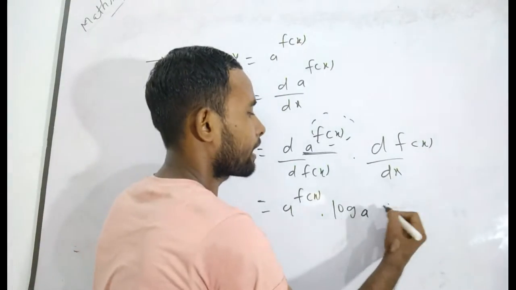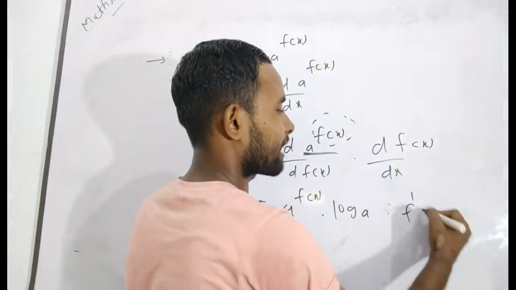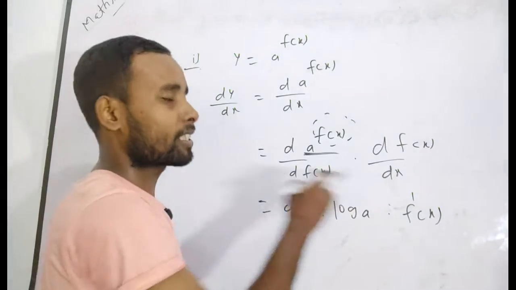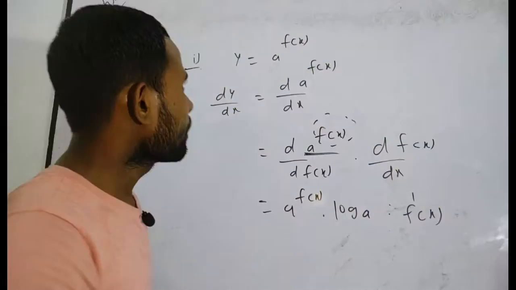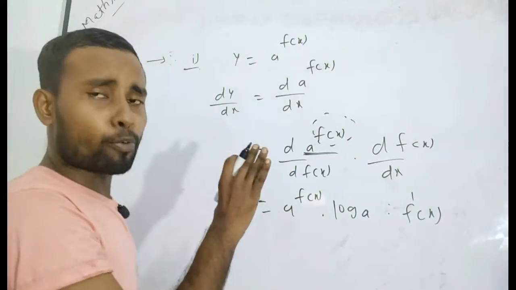Log a, that means log a into the derivative of f(x). You can write f dash x, or you have to differentiate whatever function has been given here. Now this is your first point, and you have to proceed this way.